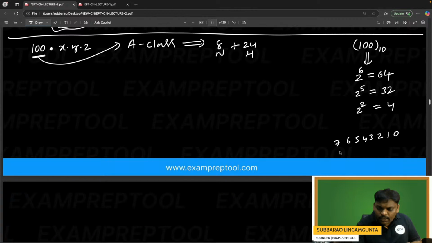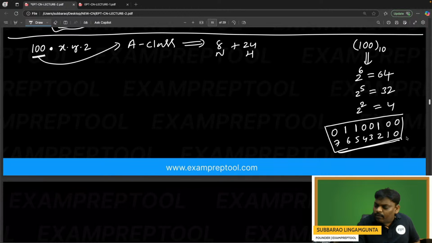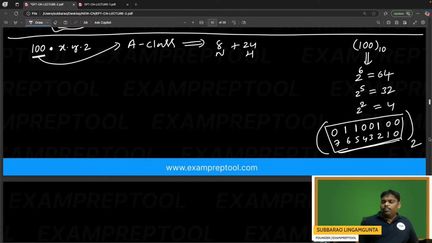Totally, this is the first octet. In the first octet, the 6th bit is 1, the 5th bit is also 1, the 2nd bit is also 1, and the remaining bits are zeros. This is 100. I just converted 100 into binary format, base 2. I have not done anything else. Now observe here.